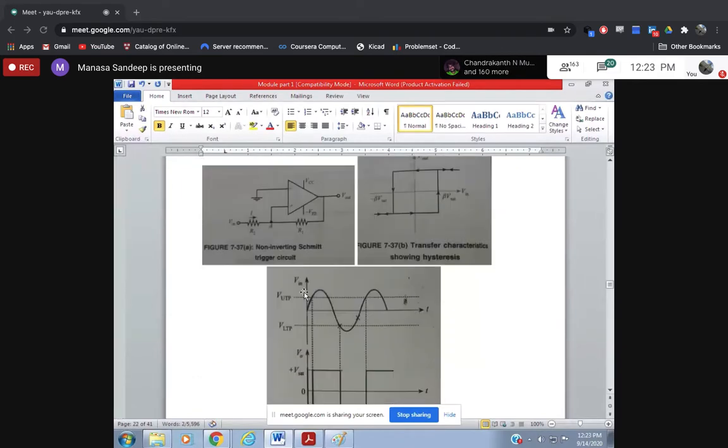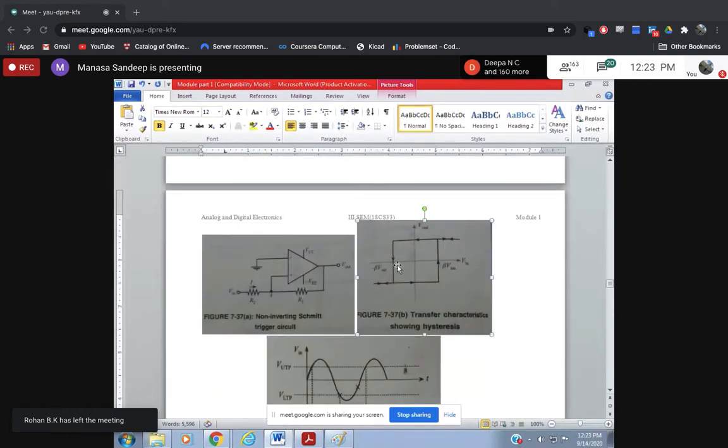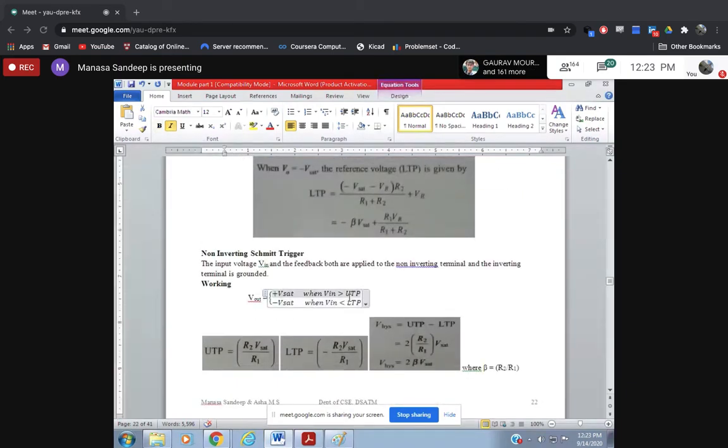Got it, guys? Next, whenever the input falls below LTP, your output should change. Whenever the input is falling below LTP, the output will change from positive to negative. Input is at its negative side, output is also at its negative side. Got it? The hysteresis explanation is also the same, because here there is no external reference voltage, it is centered at the origin. If you apply any reference voltage, depending upon its value, it shifts either to the right or left. Got it?